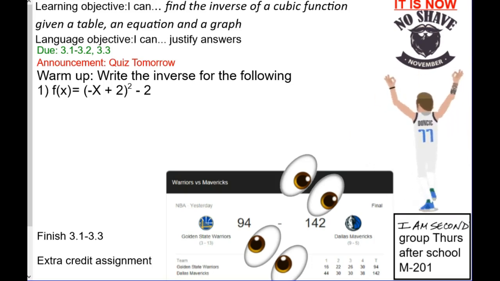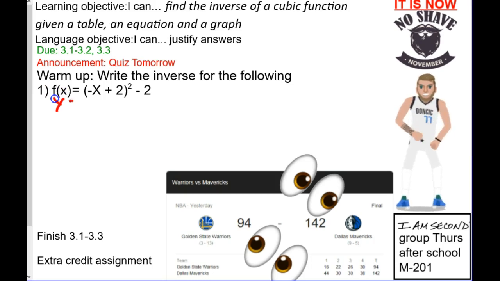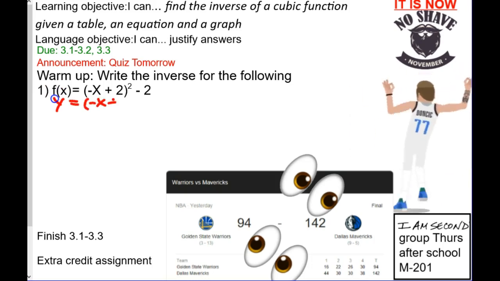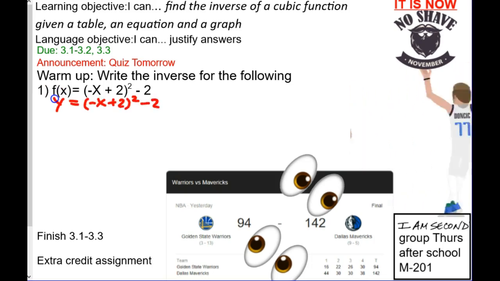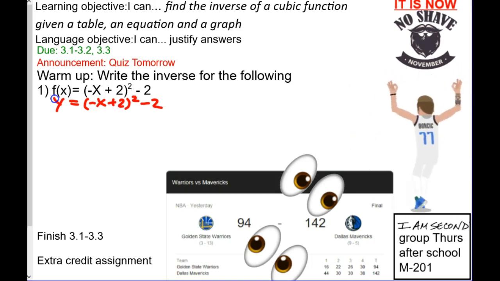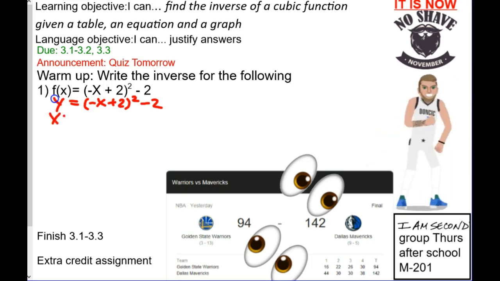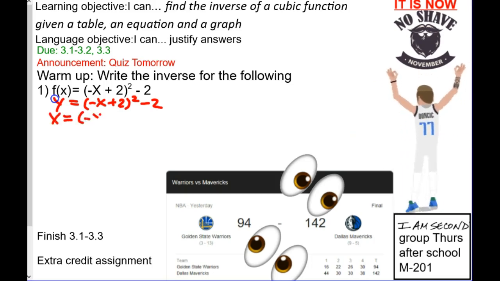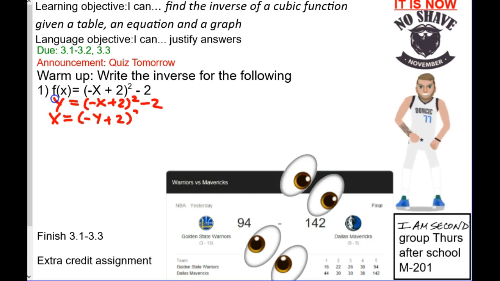Now, first step, f of x turns into y. This is probably one of the harder ones. Then x and y do what? Switch places. x equals negative y plus 2 squared minus 2.